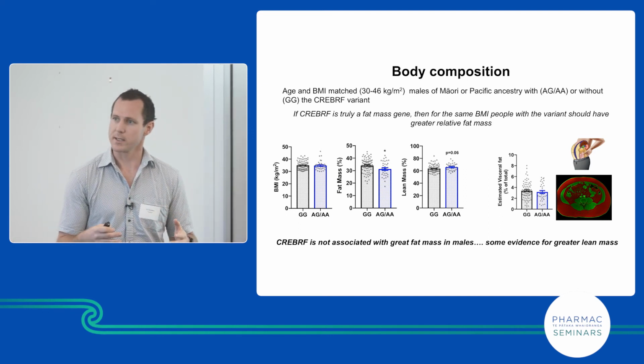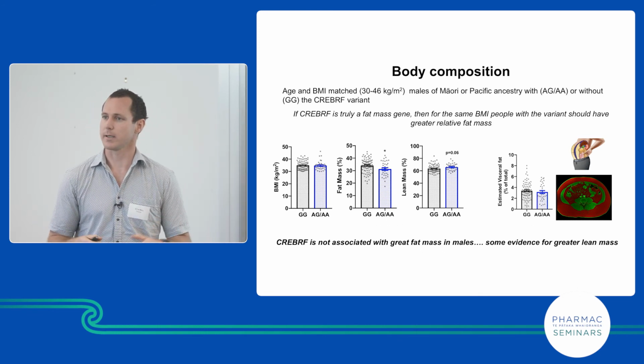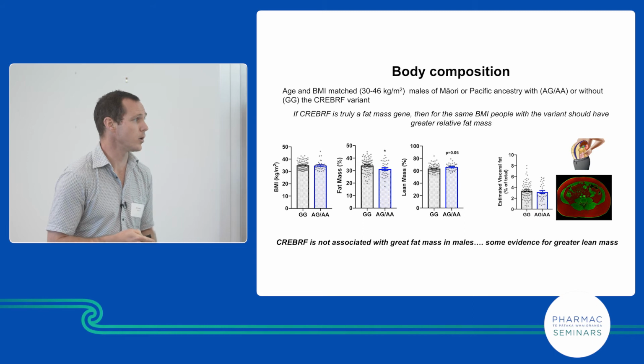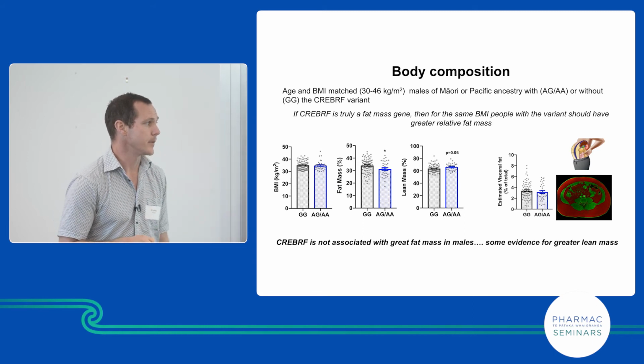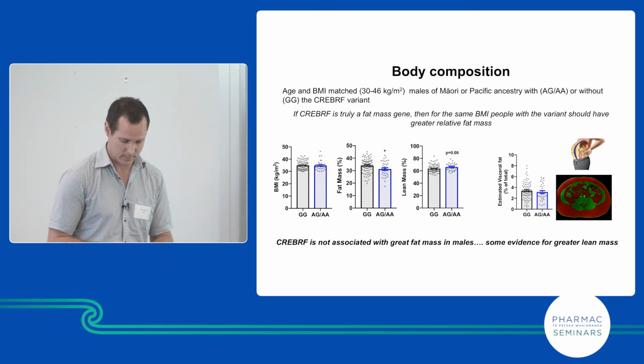And this could feed into why it's protective from diabetes. We think it's a lean mass and overall size related variant. And then we looked a little bit deeper. This is your subcutaneous fat around the outside and the visceral fat in the middle there. We found very similar between the variants.